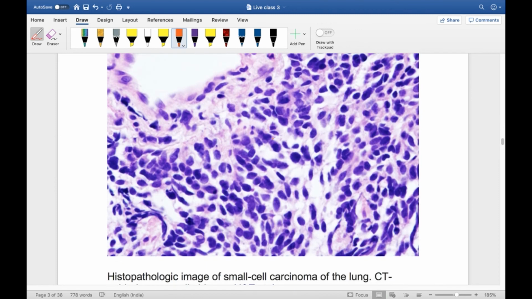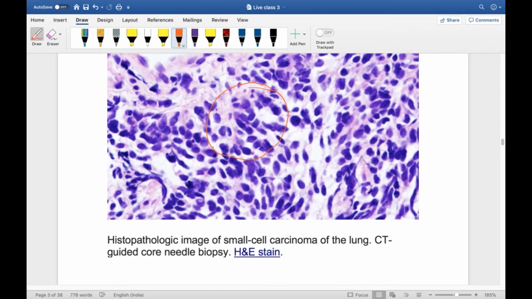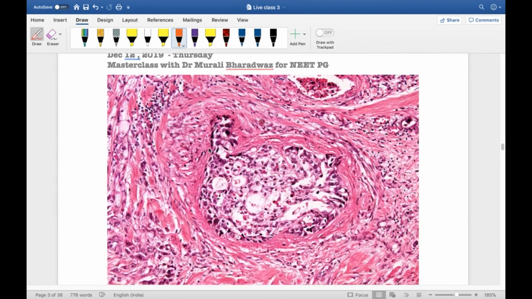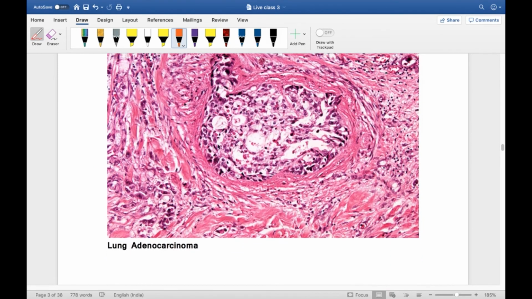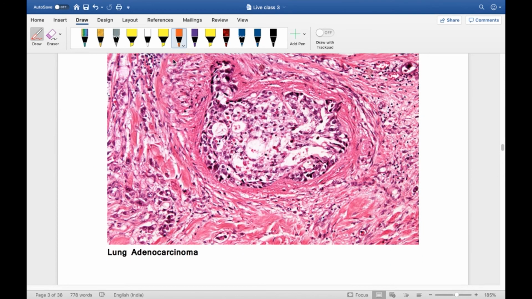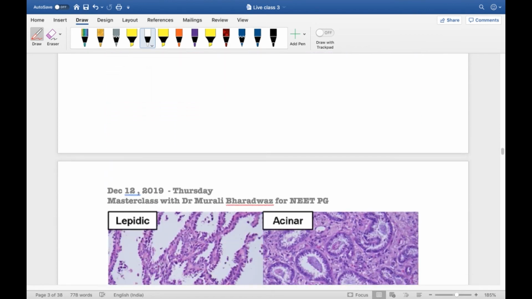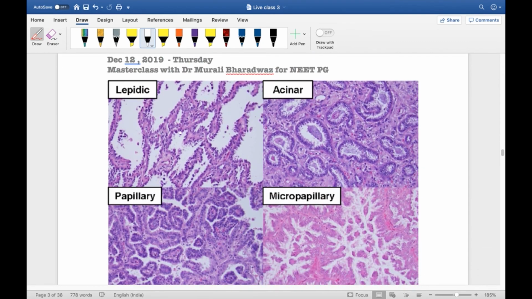So this is how the histology of a small cell lung carcinoma typically looks if you take a biopsy. Now doctor, what do you see here? You are able to see some glandular structures. Structures like glands, therefore this is lung adenocarcinoma, is what you need to remember.